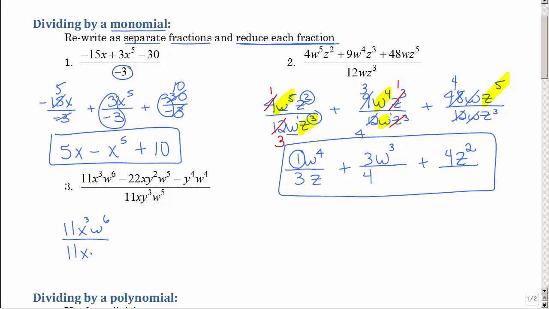Again, we want to separate the fractions. Oops, not 4, but what do we have? Y to the 4th.